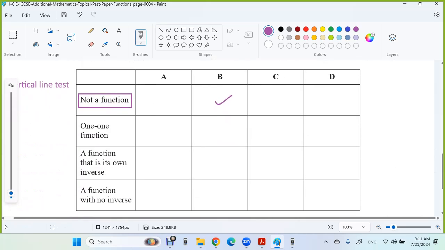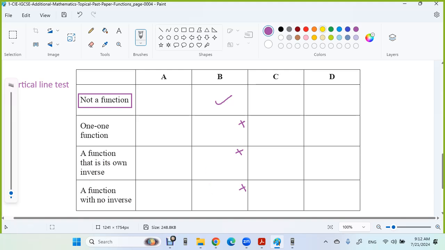Okay, so this one for sure no, and this one also no. Why? Because it is not a function. Since B is not a function, it can't be a one-to-one function, can't be a function that is its own inverse, and can't be a function with no inverse.